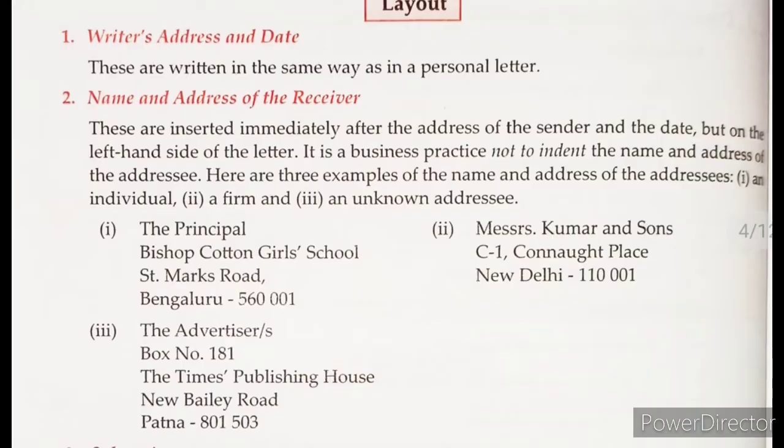Always remember, in this case, in the book, the punctuation marks are missing. In many places, you have to put the commas. For example, the principal, comma, Bishop Cotton Girls School, comma, St. Mark's Road, comma is already there. But in the first two lines, they have forgotten to print the comma. So please put it. Then Bengaluru, 560 001. Then there should be a full stop.